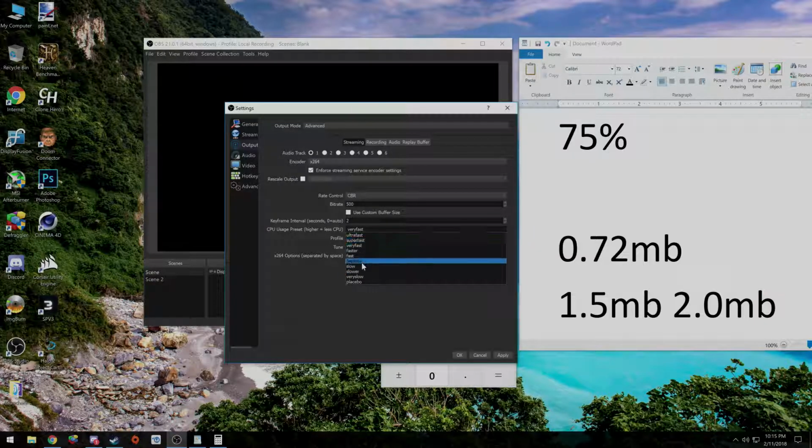The lower the setting, the better the quality will look, but also the more processing power it's going to use. But the higher the setting, the less processing power it's going to use, but also the lower the quality is. So there you go. This is about the best you can do with low bitrate broadcasting.